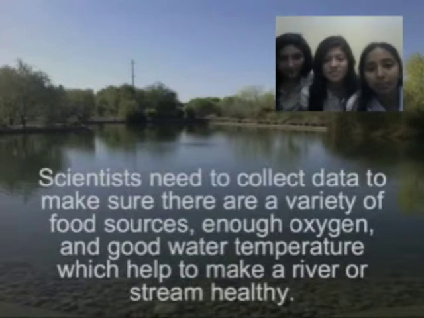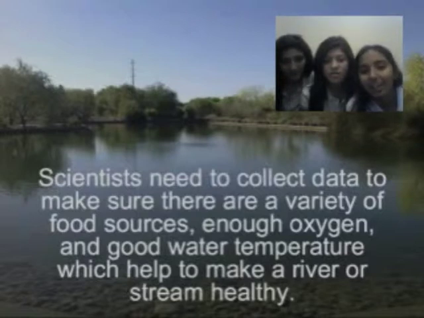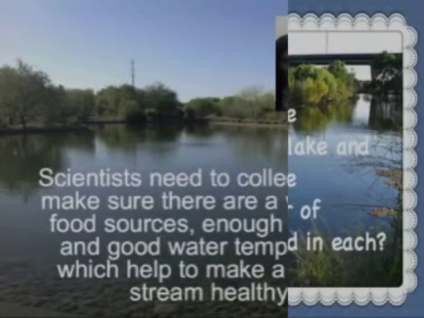If the sample has a diversity of macroinvertebrates, the stream's conditions are good. Scientists need to collect data to make sure there are lots of food sources, enough oxygen, and good water temperature, which helps to make a river healthy.